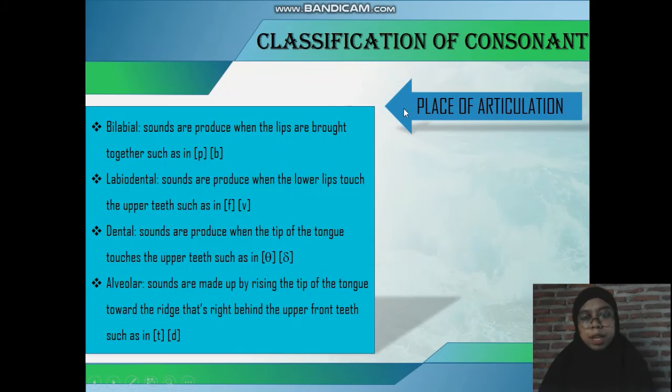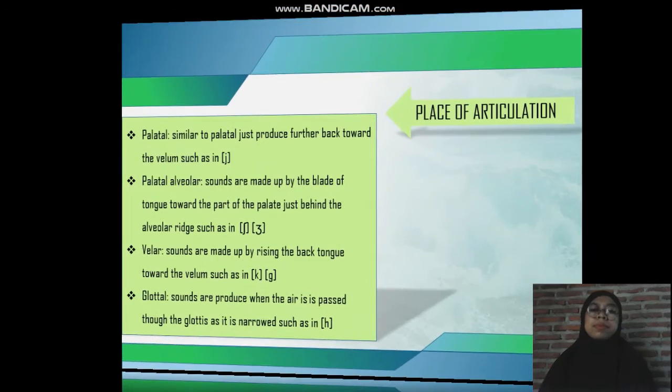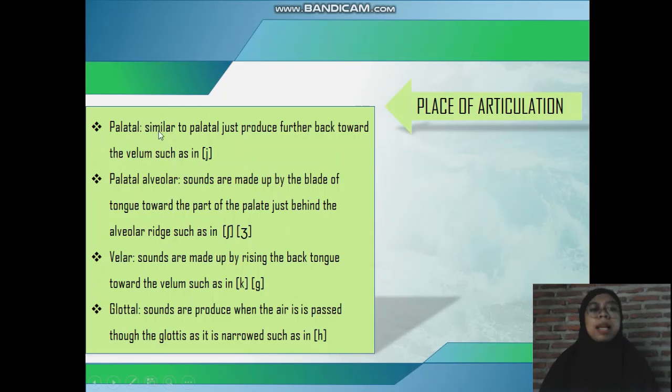The first classification is place of articulation. There are bilabial, for example, P and B; labiodental, for example, F and V; dental, for example, th and the; and alveolar, for example, T and D. And the next is palatal, for example, J; palatal alveolar, for example, sh and j; velar, for example, k and g; and glottal, for example, h.